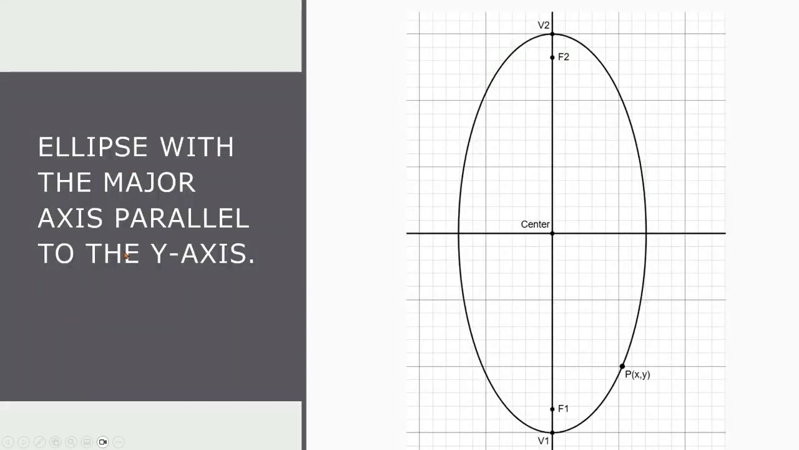Okay, the ellipse with the major axis parallel to the y-axis. So it's going to look something like this. It's going to be taller than it is wider.